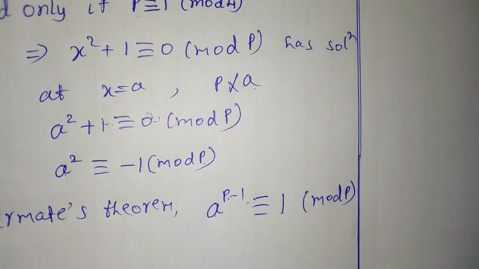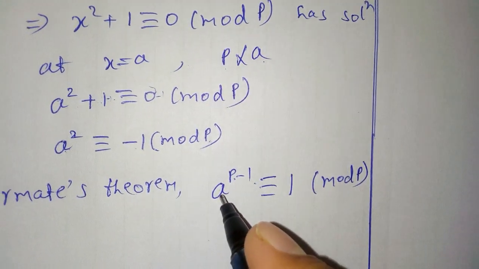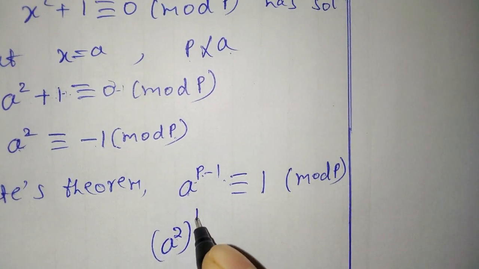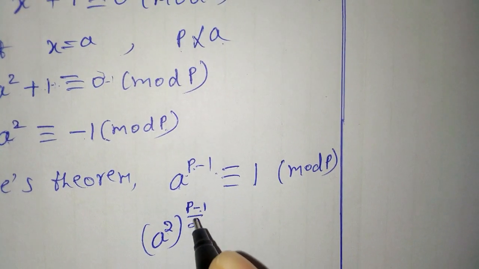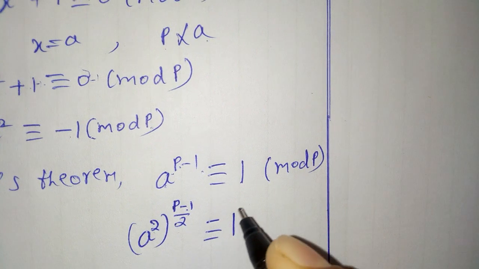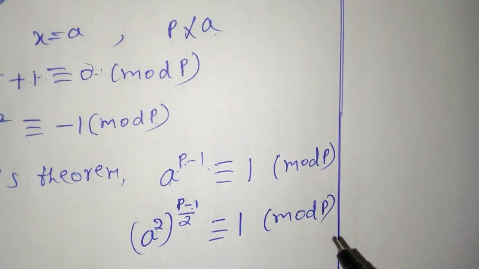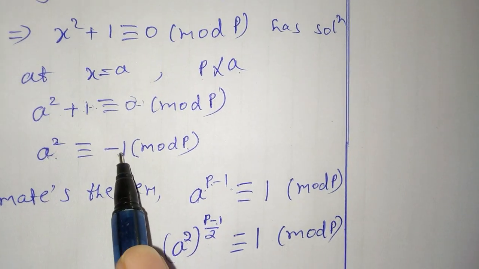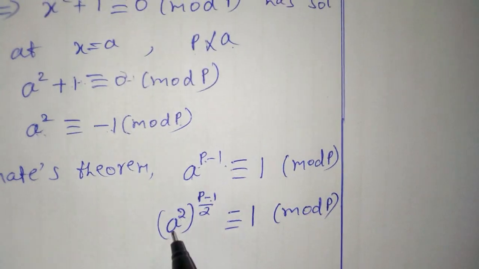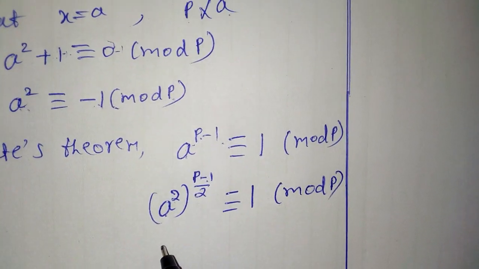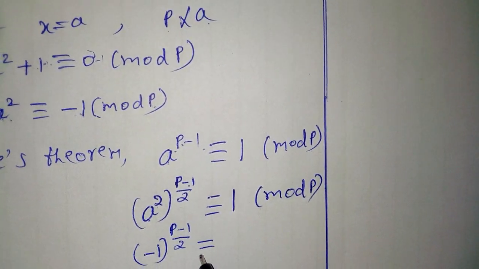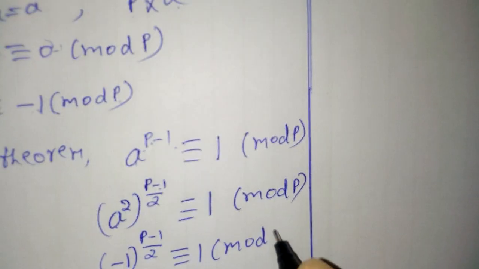Now how can we write this? a raised to p minus 1 can be written as a squared raised to (p minus 1) by 2. If we multiply this, we get p minus 1. So we can write this as being congruent to 1 mod p. Now a squared is congruent to minus 1 mod p, so in place of a squared we can write minus 1 by the property of congruences. So minus 1 raised to (p minus 1) divided by 2 is congruent to 1 mod p.